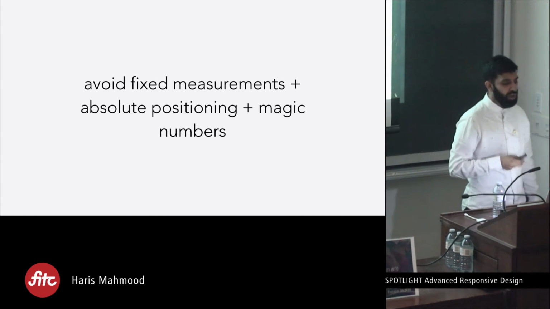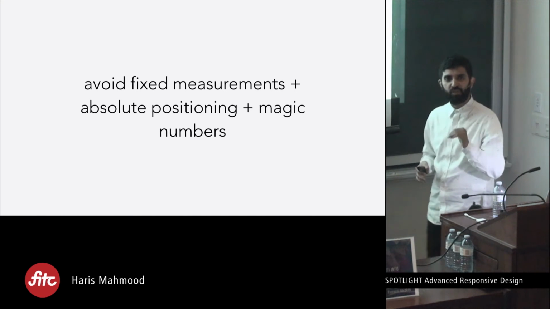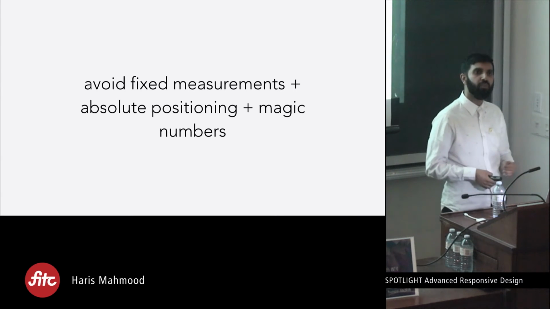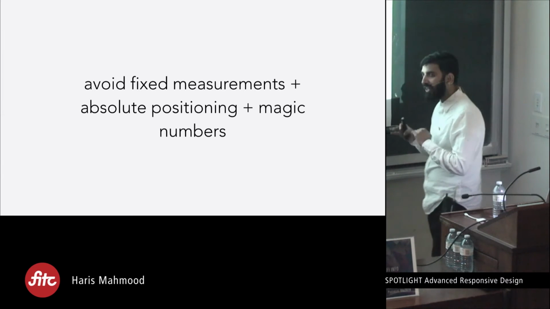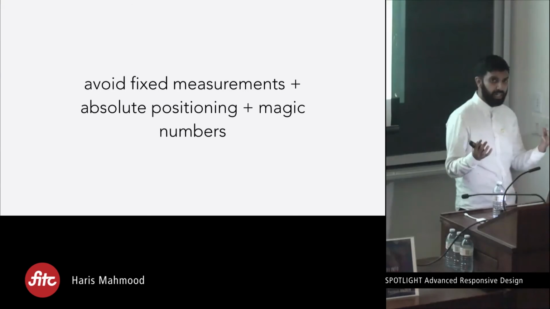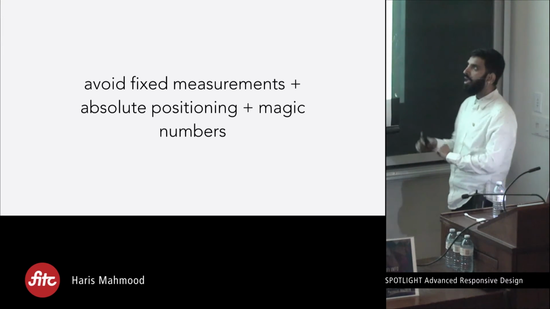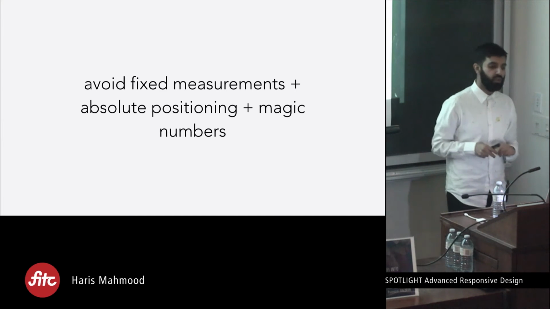A couple things to do: try and avoid fixed measurements. If you're getting very, very specific measurements, try and avoid them. Try and use percentage-based measurements instead and see how that works out. Try avoiding absolute positioning like that example that we saw. You might need it. That might totally be fine. It might be the actual way that you need to implement something. But look at it again. Do I really need to do it that way? Maybe there's another way I can do this instead.